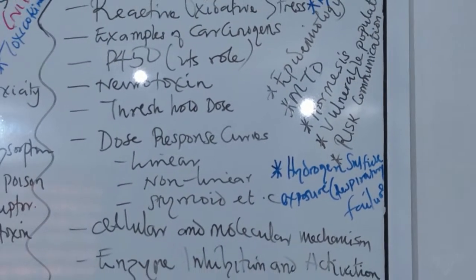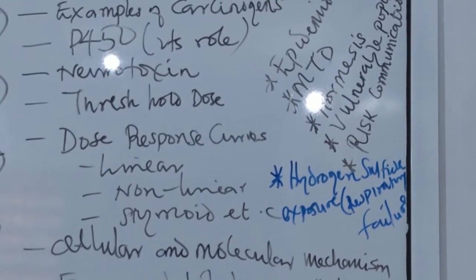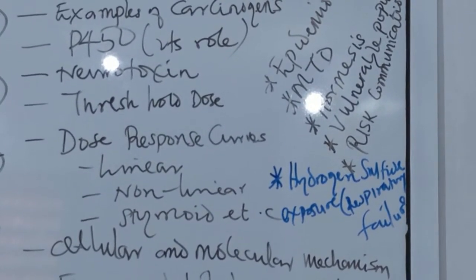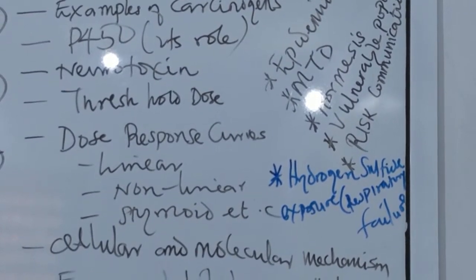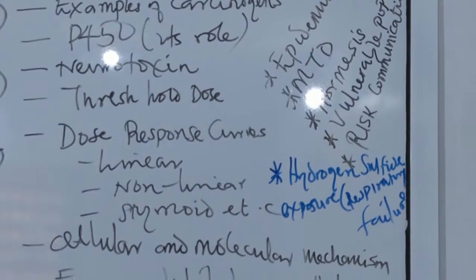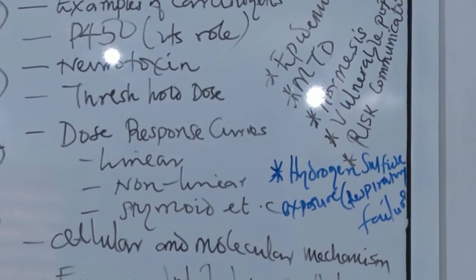So that is another thing that we also need to know. For the dose response curve, there are five. We have a linear dose response, we have non-linear dose response, we have sigmoid, and we have homeostasis. So the non-linear one, this is a curve that indicates a threshold, below the threshold.